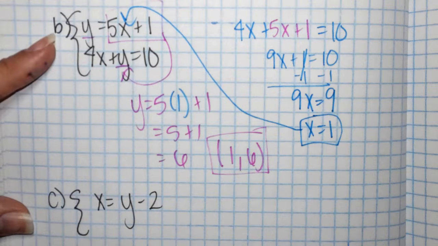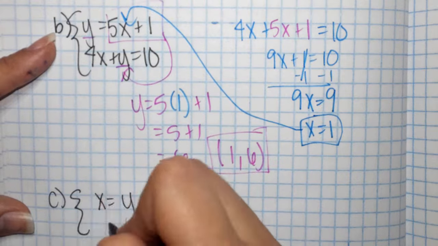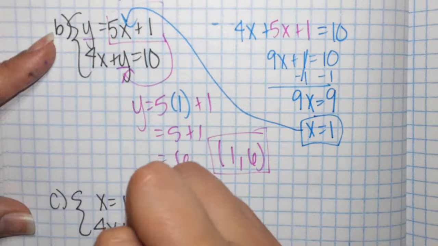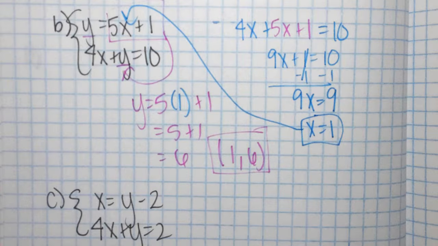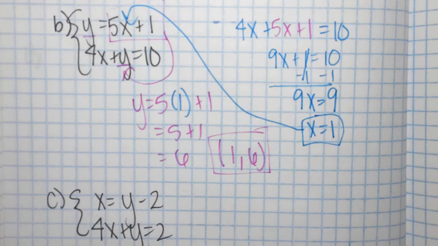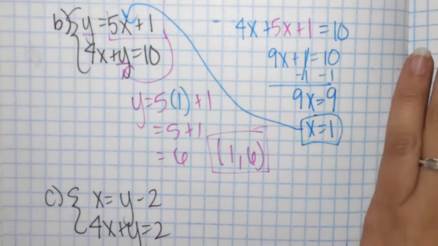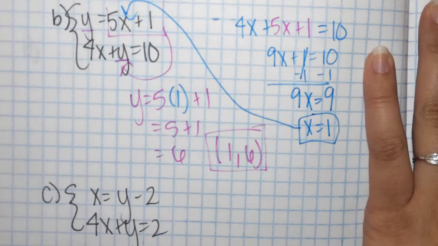Now, for those of you who are capable of listening and writing, which is not many of us. All right, C is x equals y minus 2, and 4x plus y equals 2. And then I'm going to write down our homework.